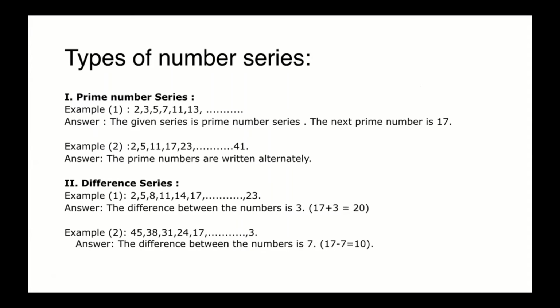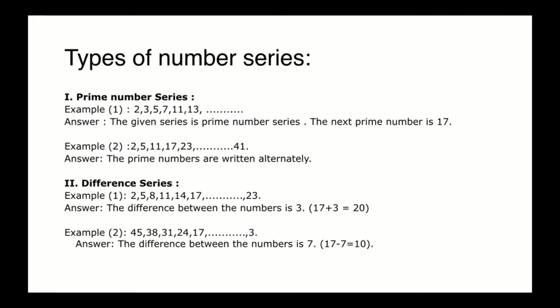Prime number series. Now you know what are prime numbers, right? 2, 3, 5, 7, 11, 13. So you can very well identify that the given series is a prime number series and the next prime number will be 17. Now look at example number 2.